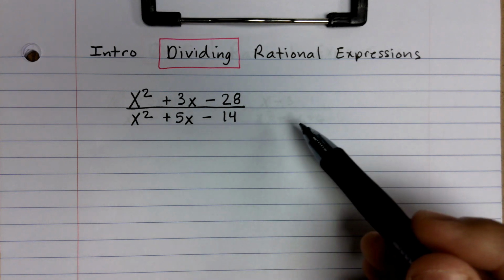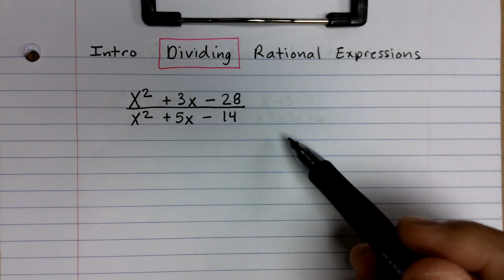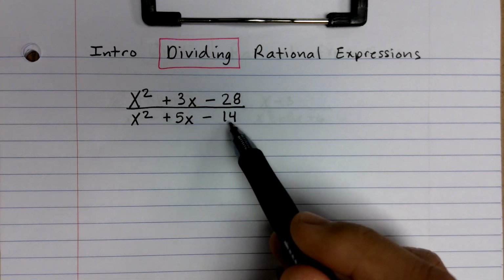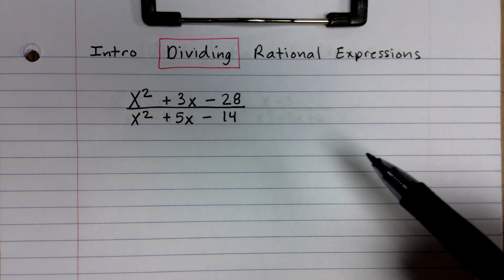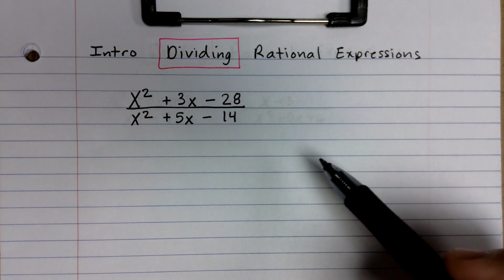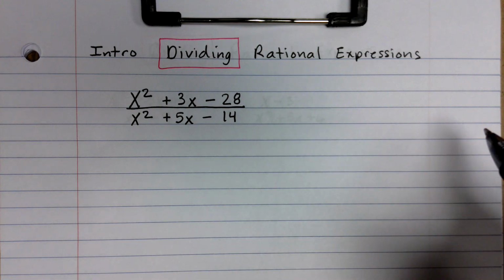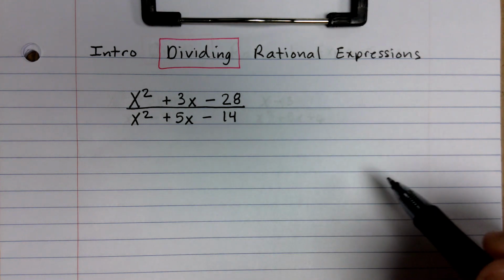Now, another thing that we're going to do is there's going to be some restrictions on this, because we can't have 0 in our denominator. In that situation, we would call that a restriction. And so I'm going to show you how to write those restrictions out after your answer.